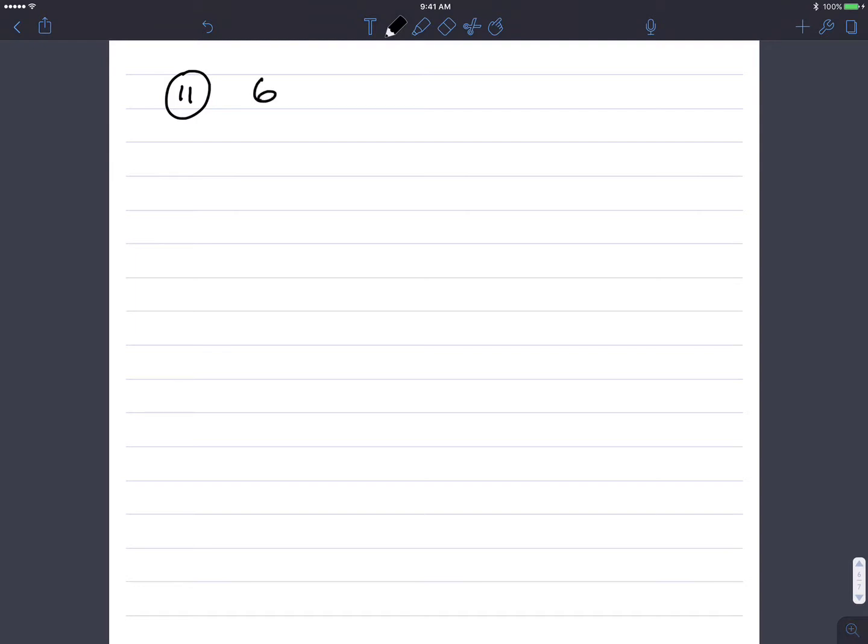Number 11, 6 times the square root of 7 plus 3 times the square root of 7. Now notice again, the radicals here are simplified. So I have 6 apples plus my 3 apples gives me 9 apples, and we're done.